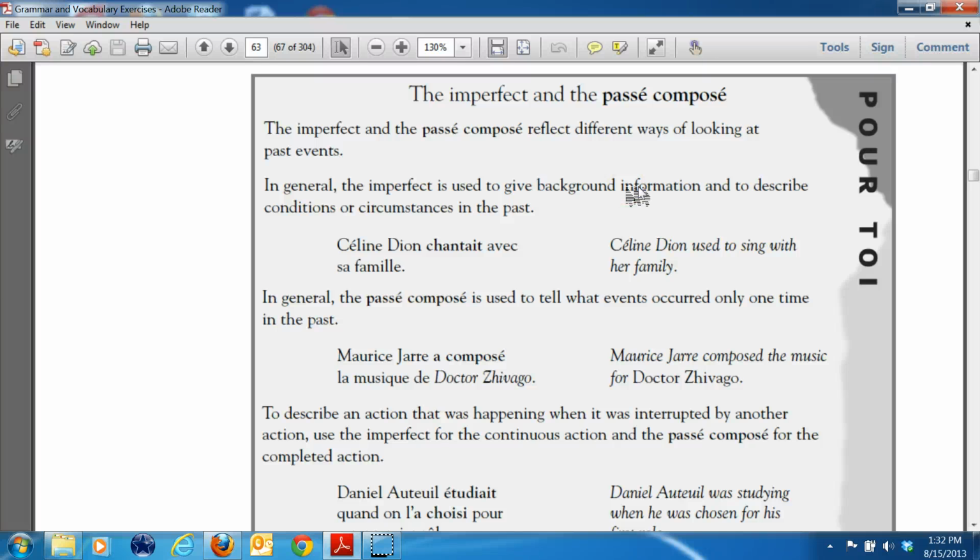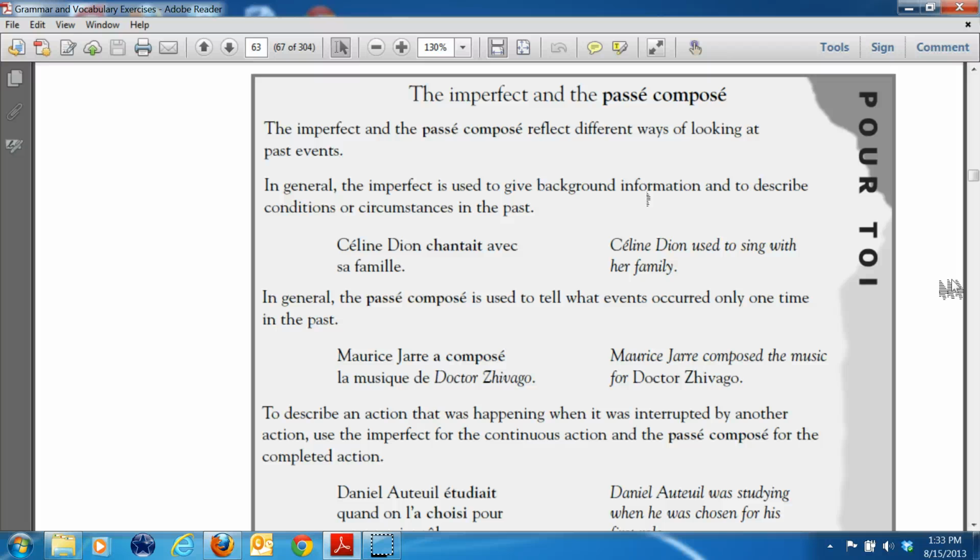Unité 3, Niveau 3-4, page 115, the imperfect and the passé composé. In Unit 1, we reviewed passé composé. In Unit 2, we learned about imparfait, or the imperfect. And now we're putting the two together. Passé composé, composed past, is a completed action. Imparfait, or the imperfect verb, means that it is not completed. The action is still continuing up to present time.